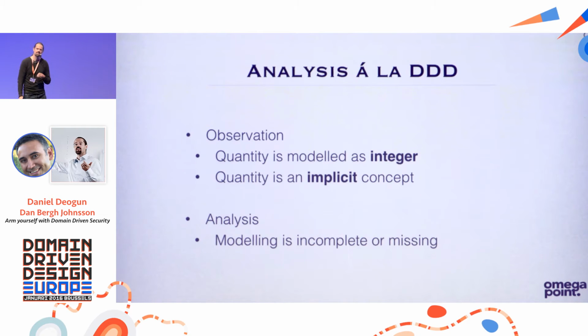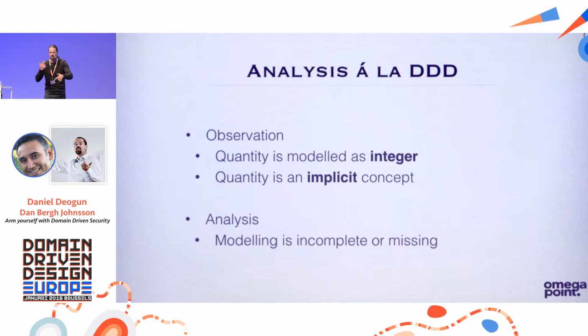So, let's take the analysis from a DDD perspective instead. Our observation is that quantity in this case is actually modeled de facto as an integer. But it's made implicit. It's an implicit concept. And there's nothing wrong with that. You have that all the time. What we need now is to make that implicit concept explicit. So the modeling was incomplete or missing.